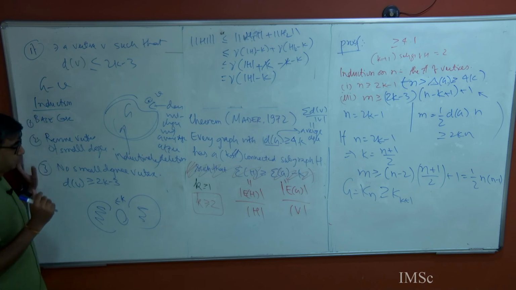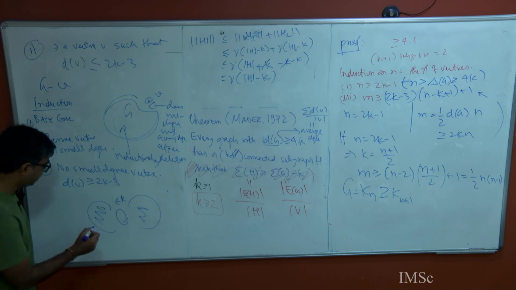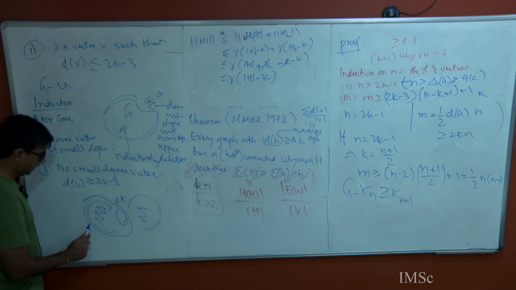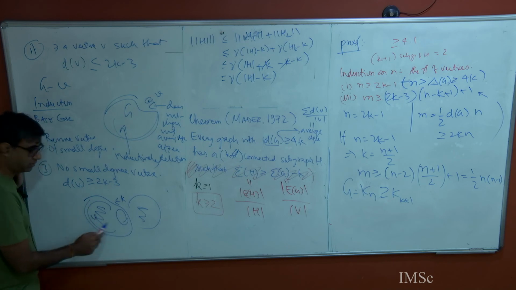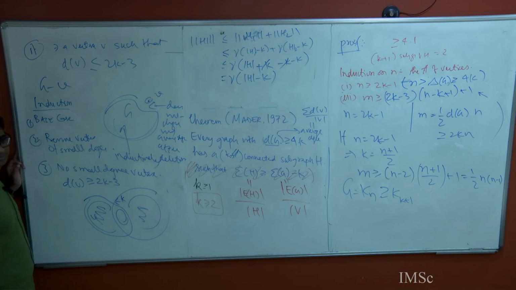Now I can do the proof if you want, but it is no more than whatever I did before. You look at this separation, you count edges here. Because of minimum degree, there's a vertex here. You will count some edges here, and then you sum them up. That's it. Do you get my point?